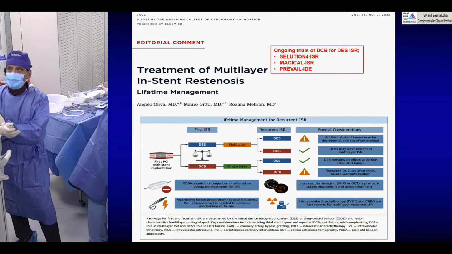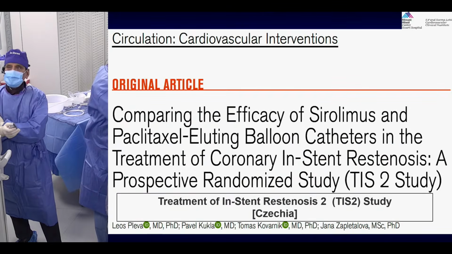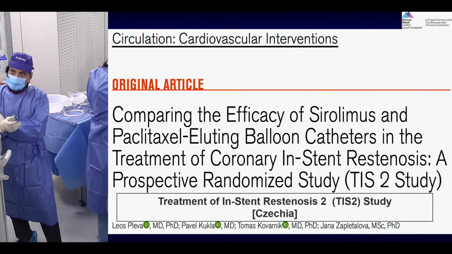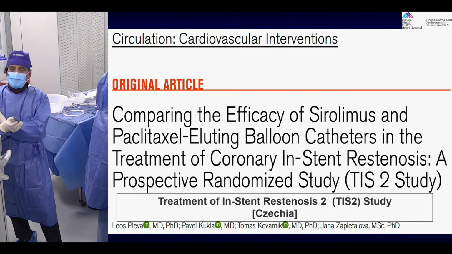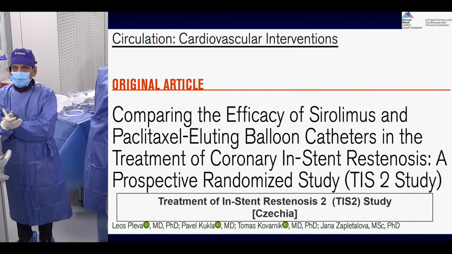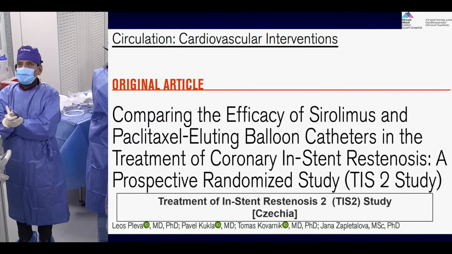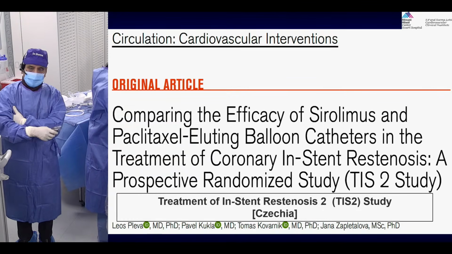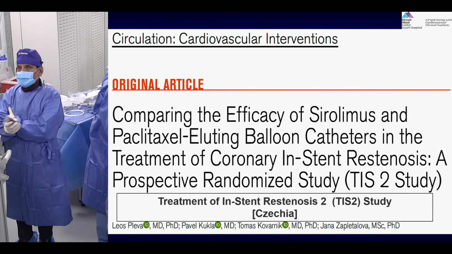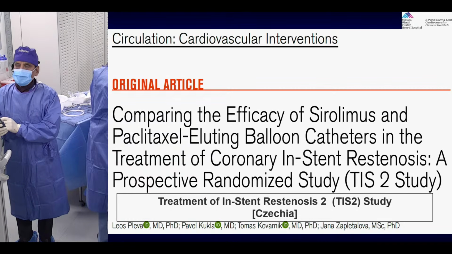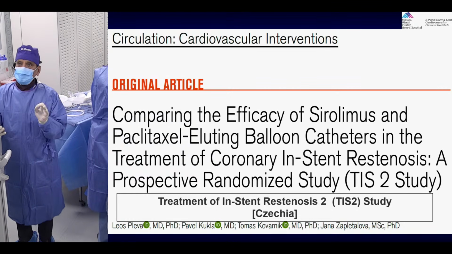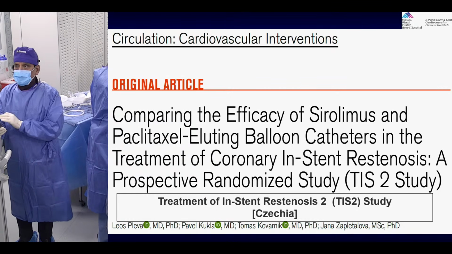Prevail is the paclitaxel. The other two are using sirolimus. Then this is the trial to see which one is better. Remember, in the DES era, we had multiple trials of the DES, whether sirolimus was better, paclitaxel was better, and so on and so forth. So now we have the trials of the sirolimus-coated balloon or paclitaxel-eluting balloon.